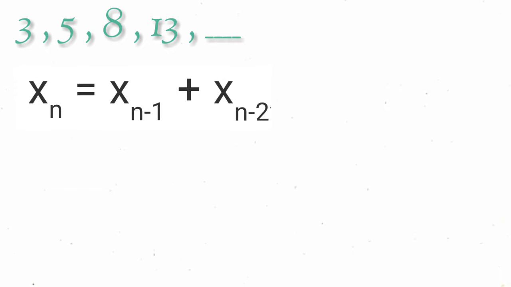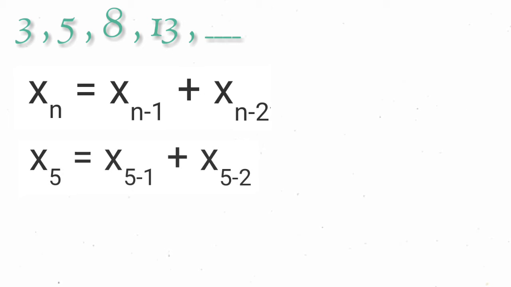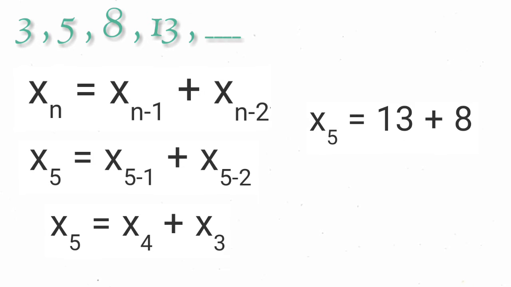Next, using the formula x sub n is equal to x sub n minus 1 plus x sub n minus 2, substituting the givens, we'll have x sub 5 is equal to x sub 5 minus 1 plus x sub 5 minus 2, or x sub 5 is equal to x sub 4 plus x sub 3. So we'll have x sub 5 is equal to 13 plus 8, and the answer will be 21.